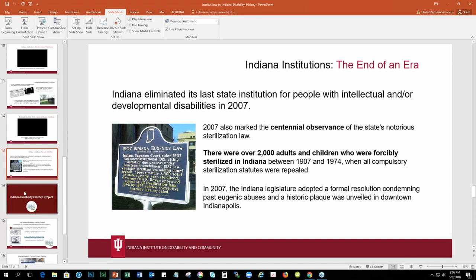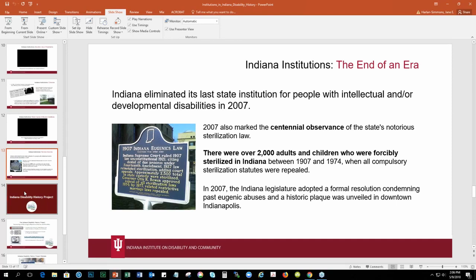However, many people still remain stuck in nursing homes. As of 2015, we have statistics that there were 1,700 people with intellectual and/or developmental disabilities living in Indiana facilities that had 16 beds or more.